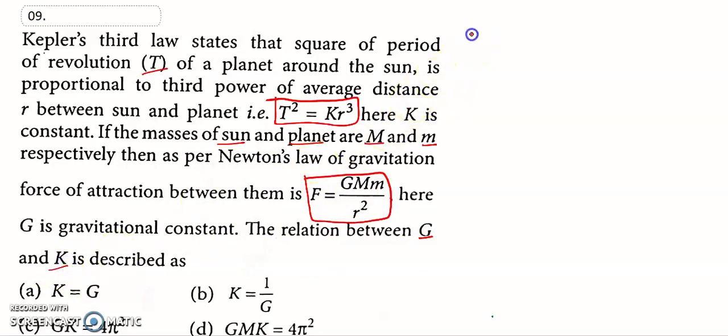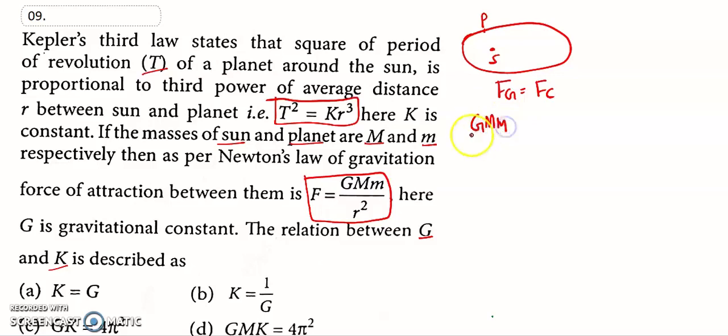So this is the planet revolving around the sun. This is the sun, this is the planet, and this is the gravitational force. The gravitational force acts as the centripetal force by which they move. Gravitational force equals GMm divided by r square, which equals the centripetal force mv square divided by r. The m and one r get cancelled, so v square equals capital GM divided by r. This is the v square value.